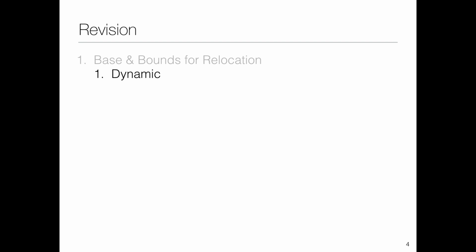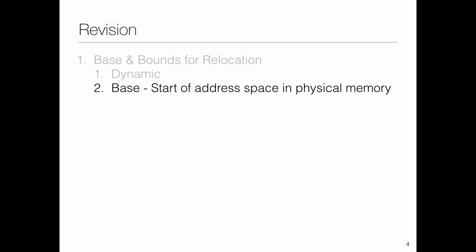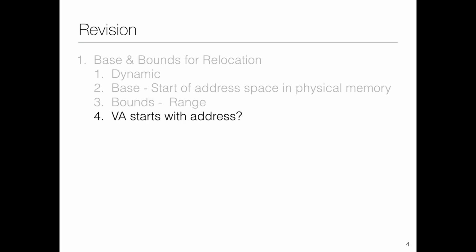So once a program has been allotted some memory in the physical memory, you can also change that sometime later during the execution of the program. It's also dynamic because you don't decide it at compile time. So we have a base register which corresponds to the start of the address in the physical memory, and bounds, which gives us the range. So at what address do the virtual addresses start? The virtual addresses start at 0.